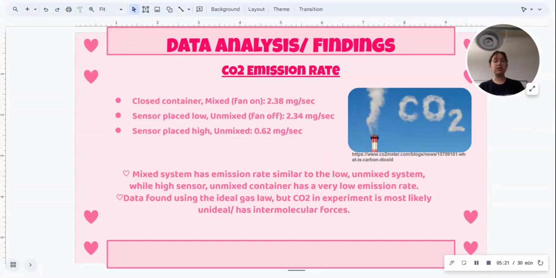So as Julia just mentioned, the condition where the sensor is placed high had a very low emission rate because of the density of CO2. And as mentioned in the lab handout, a possible error with the first step of this data analysis could have been because we used the ideal gas equation. And as we know, CO2 is not an ideal gas. So, yes.